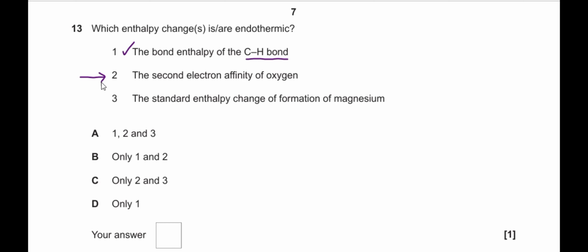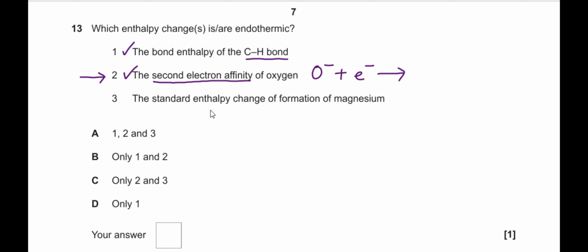Statement 2. The second electron affinity of oxygen. This is also endothermic. We are talking about the second electron affinity because the oxygen has already become an ion with 1 negative charge. Now imagine we are trying to add 1 more electron to it. It would require more energy because there is a repulsive force between them and that has to be overcome. Hence this is also endothermic.